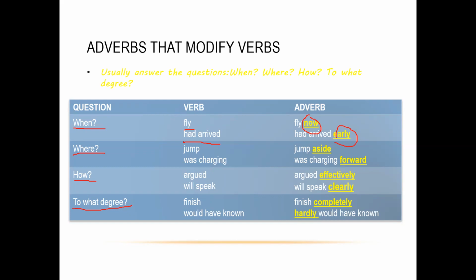Okay, anyone else? You have any answer? Yeah, hindi siya sure sa answer niya. Do you have an answer? Ano lang siya? Adverb that modifies verbs.